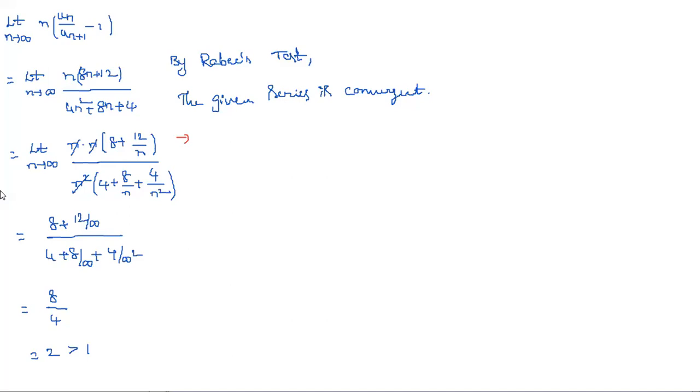Next question. Test the convergence of the series x plus x by 1 plus x cube by 2 into 3 plus 1 into 3 by 2 into 4 into 5 into x power 5 plus 1 into 3 into 5 by 2 into 4 into 6 into 7 into x power 7 plus and so on. So this is one of the very important questions.